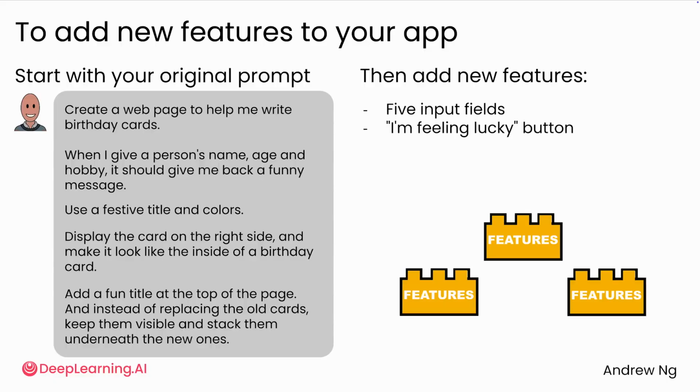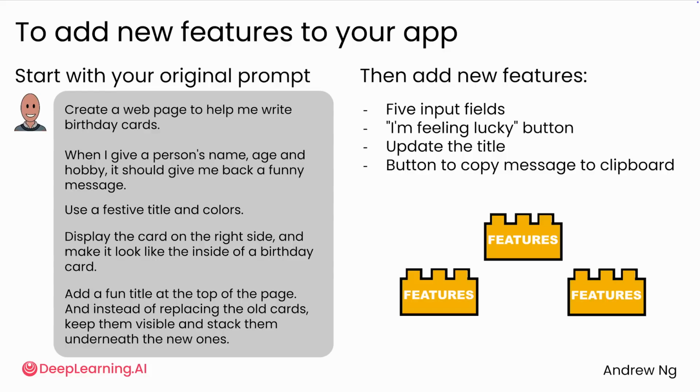Or you can also update the look and feel, say change the title or add a button that copies the message to your clipboard so you can easily email it to friends, or even redesign the entire color scheme to better match your style. After having built the basic app, you can then make the app yours by deciding what features you want to add.